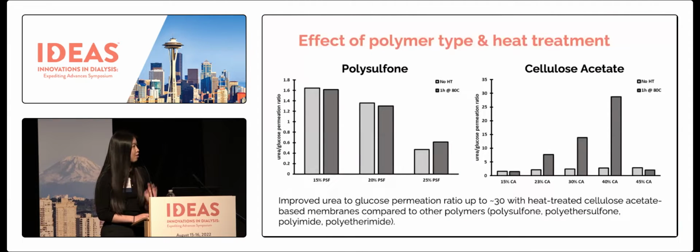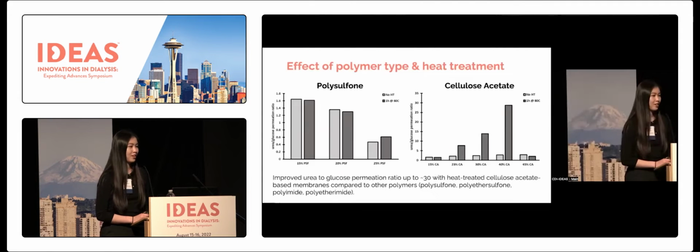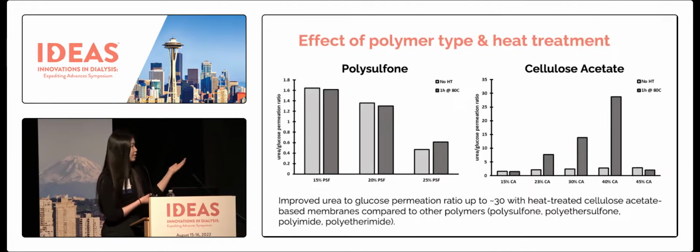So our first question was, what polymer do we even use? There are so many available out there. I put on this slide 2 examples. One of them is polysulfone, which we started out with, and the second plot is cellulose acetate. Most of the polymers we tested behaved somewhat like this polysulfone membrane, where we tried to improve the selectivity with heat treatment, but it didn't really work.